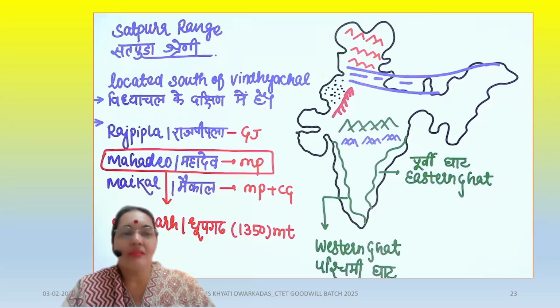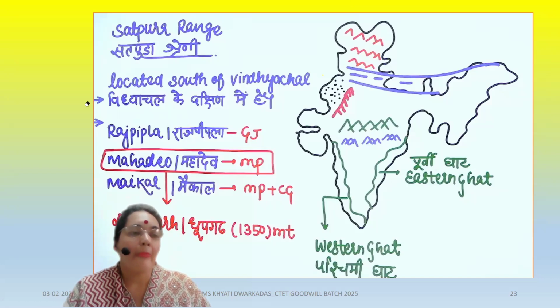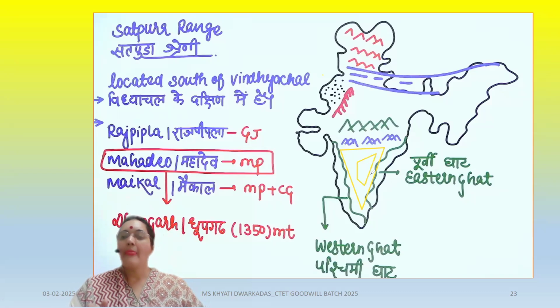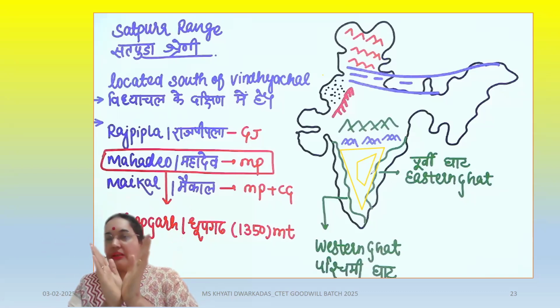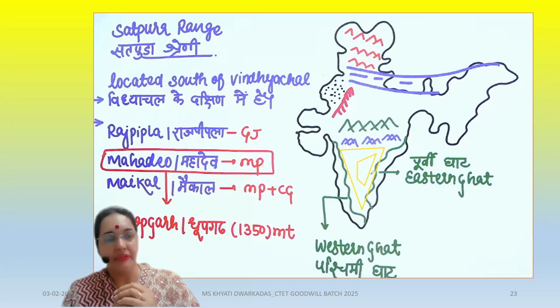And then we have the Western Ghats and the Eastern Ghats. This part that you see in between, I will just color it and show it to you, this entire triangle is your Deccan Plateau. The borders of the Deccan Plateau are the Western Ghat and the Eastern Ghat, with the Satpura Range marking the northern border.